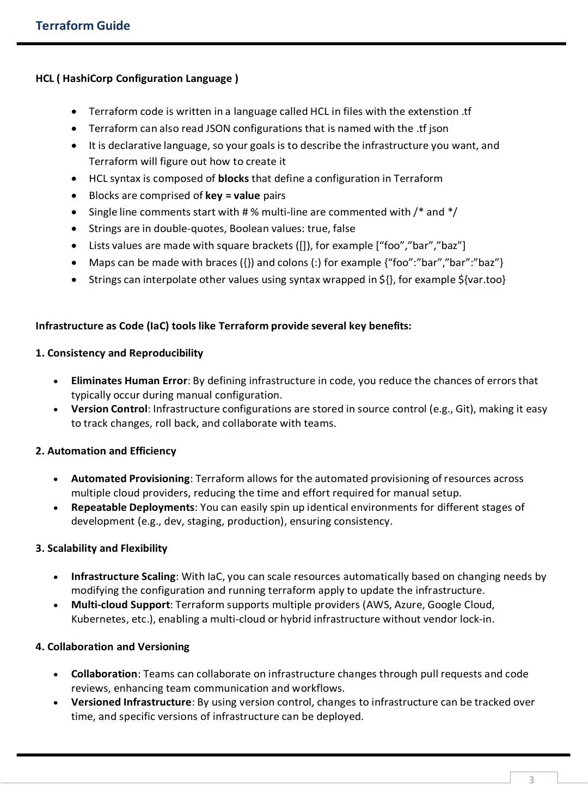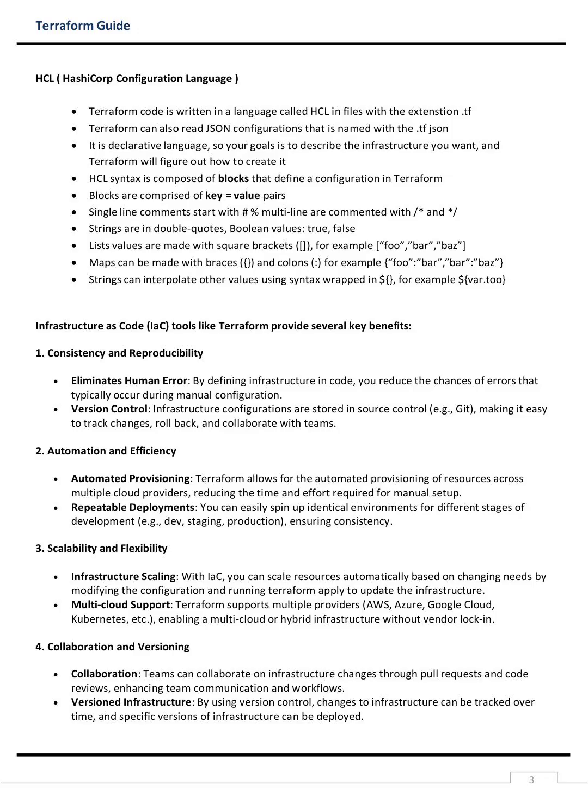Three: scalability and flexibility. Infrastructure scaling: with IaC, you can scale resources automatically based on changing needs by modifying the configuration and running terraform apply to update the infrastructure. Multi-cloud support: Terraform supports multiple providers, Azure, Google Cloud, Kubernetes, etc., enabling a multi-cloud or hybrid infrastructure without vendor lock-in.